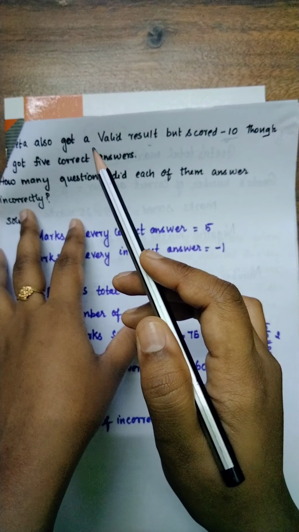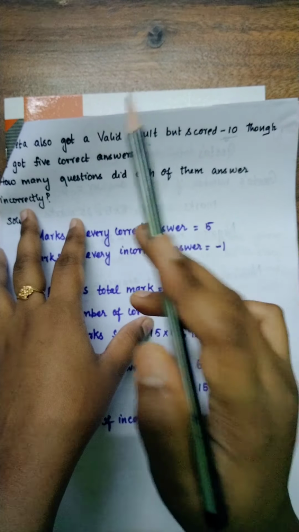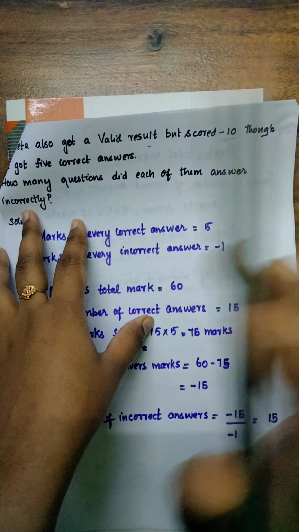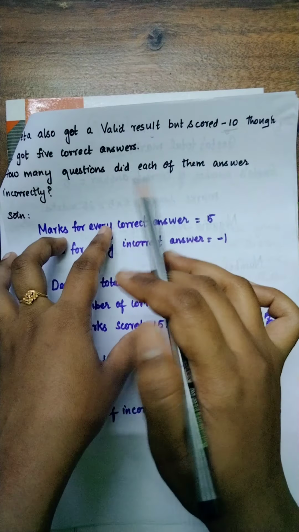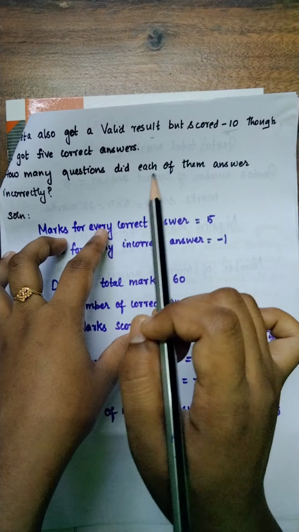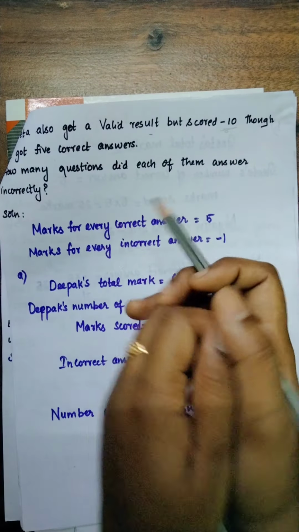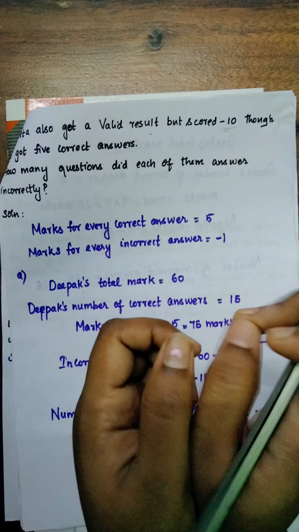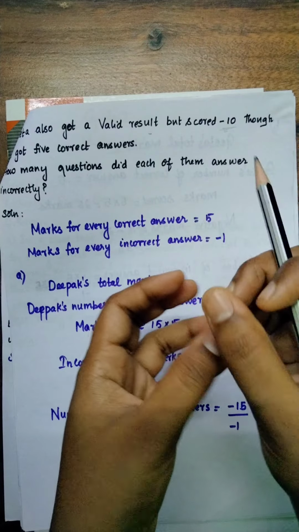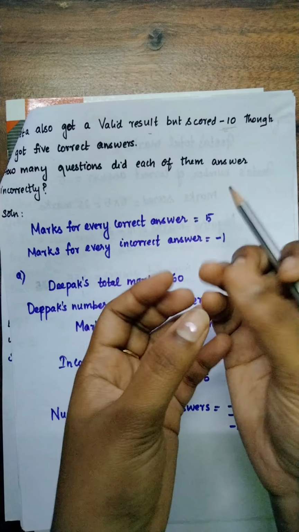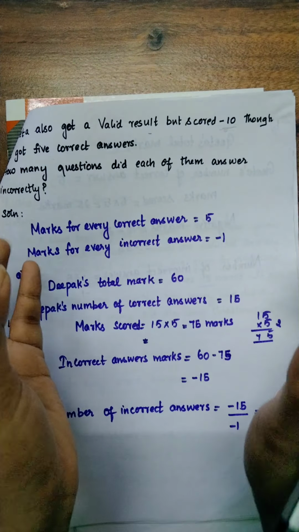What is the total mark for Deepak? Deepak is 60. For Geeta, minus 10. Deepak got 15 correct answers. Geeta got 5 correct answers. Our question is, how many questions did each of them answer incorrectly? We are going to find the number of incorrect answers. In the question they have given how many correct answers they have given. We need to find how many incorrect answers.